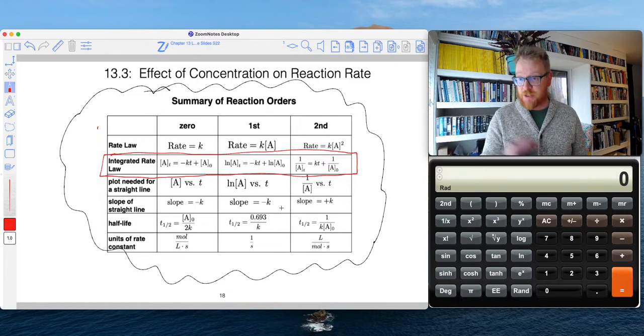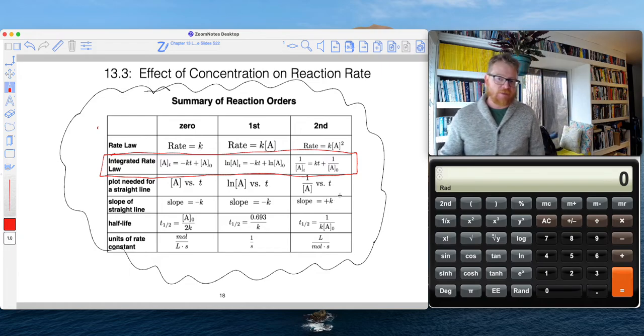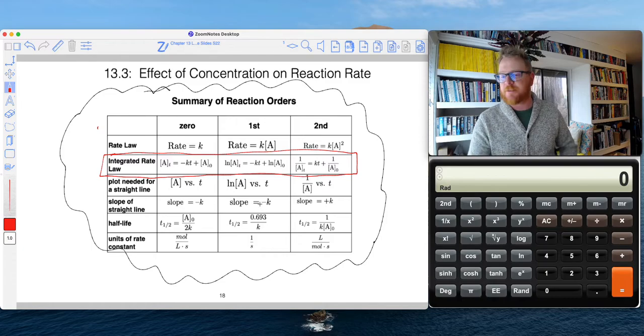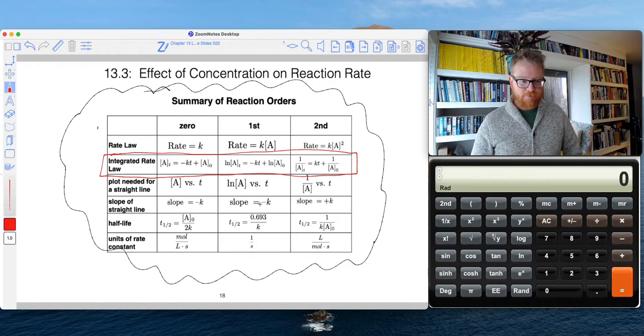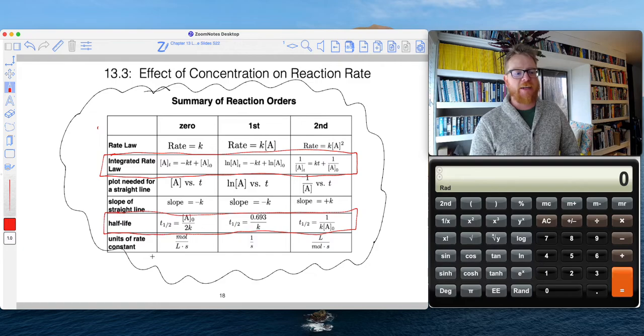You need to know the plot for a straight line. I'm not going to give you that information. The slope for all of those straight lines is going to be the rate constant. Some slopes are negative and second order is positive, but all of our rate constants are positive, so the negative sign on the slope is not as important. What we want is the absolute value of K. The half-life equations I will also give you, but you do need to recognize which one is which. And then finally, you need to know the units for the rate constant.